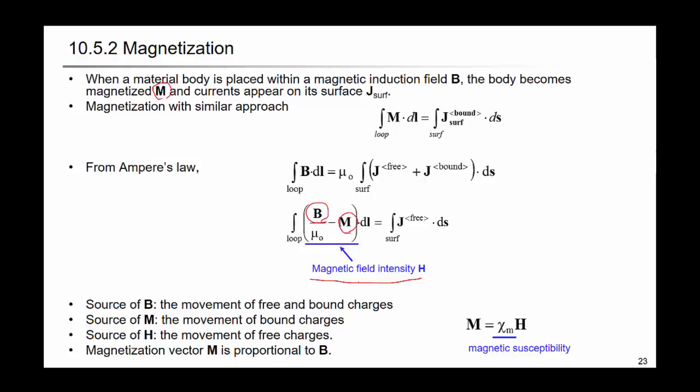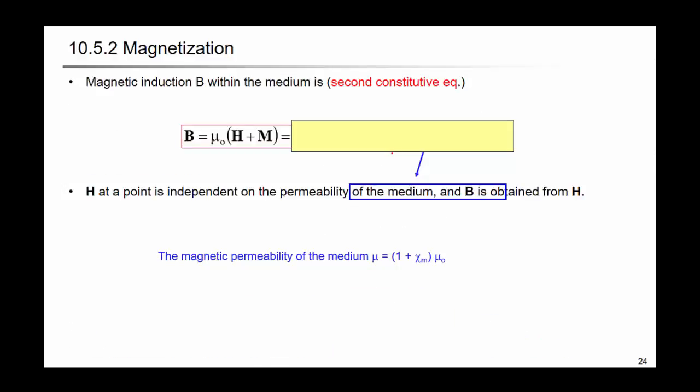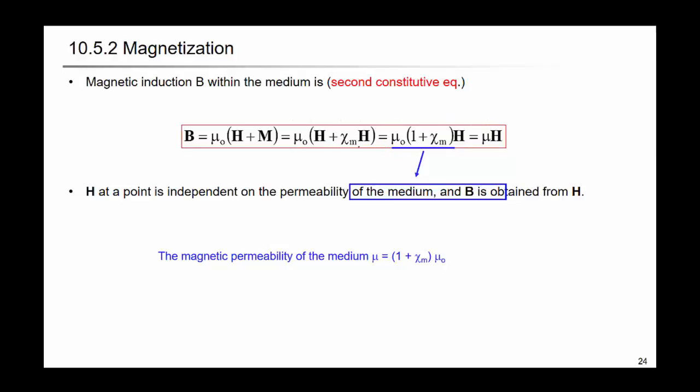Then here the M is also linearly proportional to the H. And here the psi M is the magnetic susceptibility. Here the magnetic induction field is mu times (H plus M), and this becomes mu times (H plus psi M H). And so the mu is the magnetic permeability of the material.